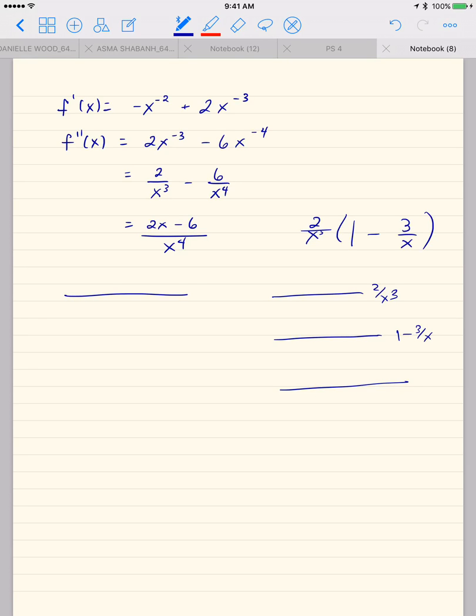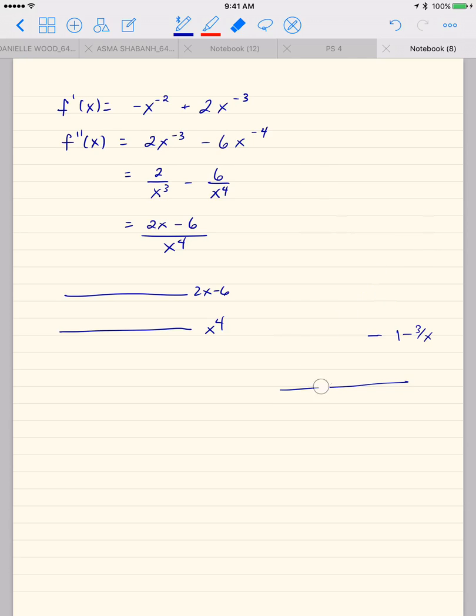Right, and I've got a number line for 2x minus 6 and a number line for x to the 4th. So that's how I determine how to rewrite the function that I'm trying to perform a sign analysis on, because it's whichever one is going to end up being easier to work with. So I've got my 2x minus 6, my x to the 4th, and then I'll have my last one, which is 2x minus 6 over x to the 4th, which is f double prime of x.